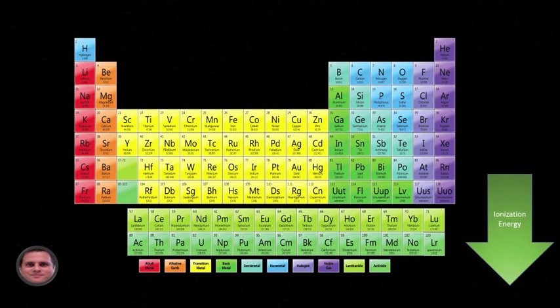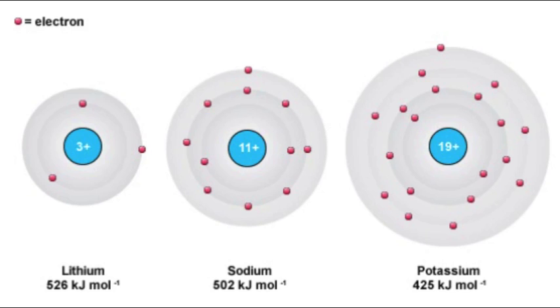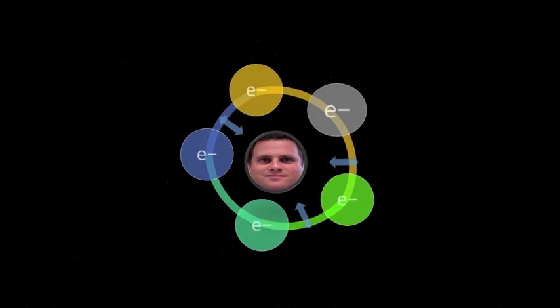And as you go down the group, we just showed you that the ionization energy decreases, and this is because the number of orbitals starts increasing as you go down the group. And because the number of orbitals is increasing, the electrons are further and further away from the nucleus, which means they're less subject to the proton's positive force, and thus it makes it easier to remove the electron.